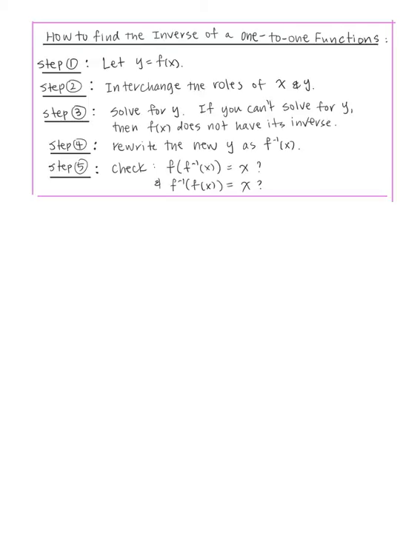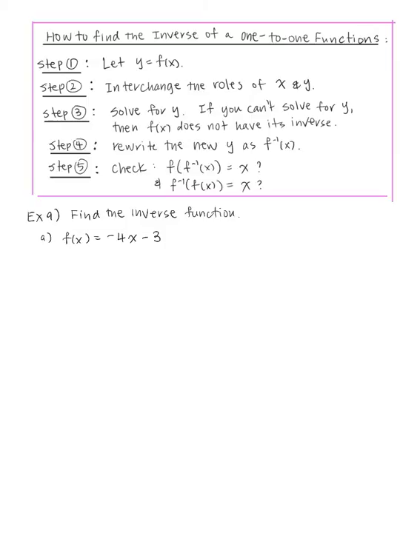Step number 1, let y equal f of x. Step 2, interchange the roles of x and y. Step 3, solve for y. Now, if you cannot solve for y, then f of x does not have an inverse. Step 4, rewrite the new y as f inverse of x. And lastly, check: is f of f inverse of x equal to x? And is f inverse of f of x going to equal x? If so, then they are truly inverse functions of each other.